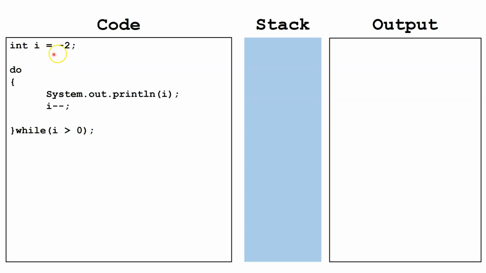We have int I equals -2. It says do, so we'll execute system out print line I, decrement I by 1. Then we check is I greater than 0. It is not, so we terminate the loop and continue onwards. Note that at the end of the while in a do-while loop, we have a semicolon.